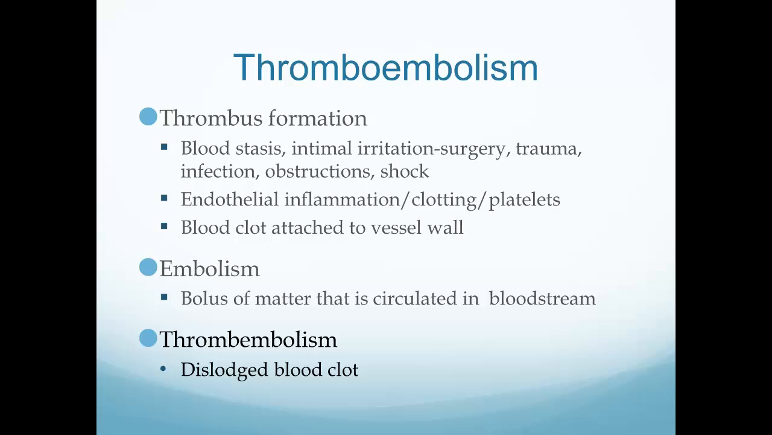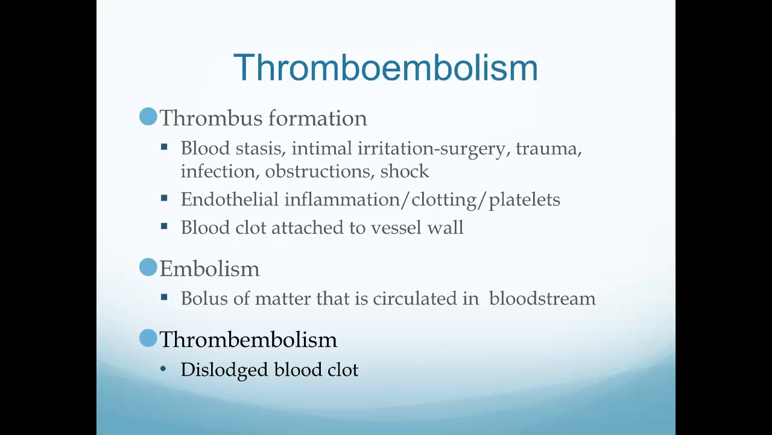An embolism is a thrombus that's moving. So an embolism is a blood clot that is moving through the bloodstream and probably is going to get stuck somewhere. Eventually it's going to hit a small vessel and get stuck there. A thromboembolism is a blood clot that has dislodged and is moving through the body.